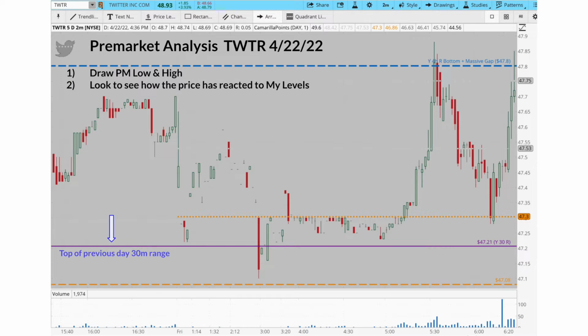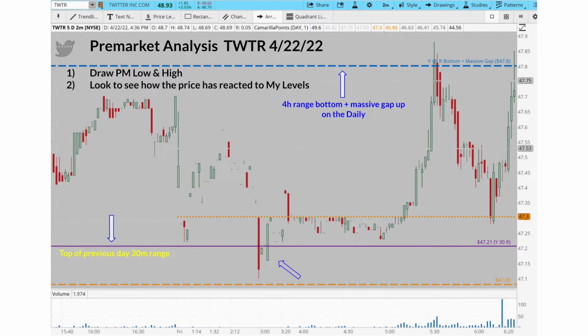So I've got this first level here. It's a previous day 30-minute range, and it's the top of it. It's like the resistance of that range. And then I've also got this level here, which is a 4-hour range, and it's the bottom, it's the support of that 4-hour range. Plus, it's also the support of a massive gap up on the daily. So I've got those two levels, right?